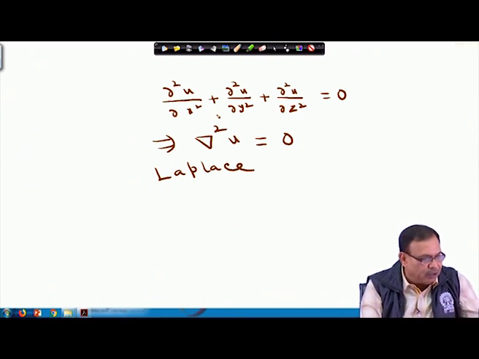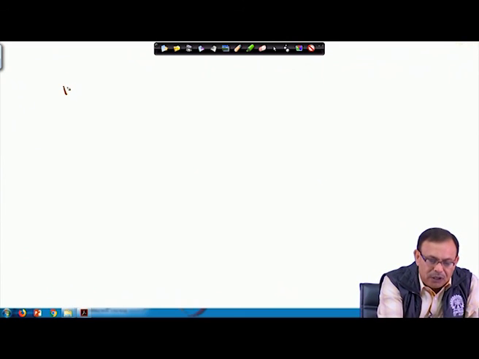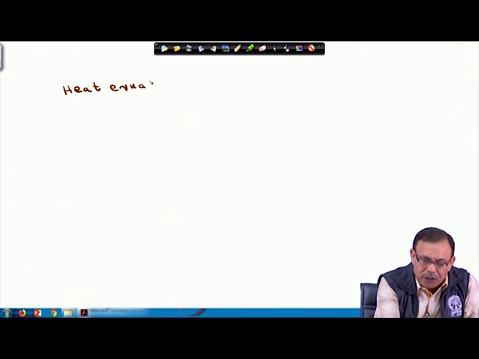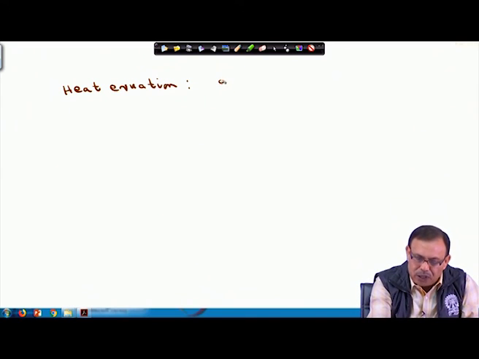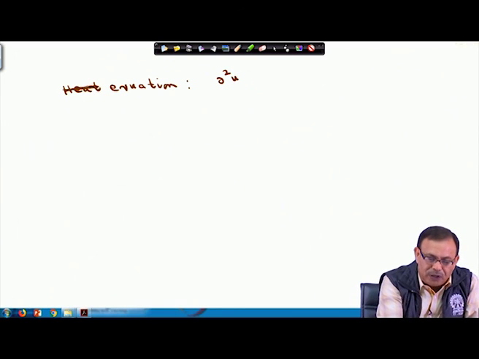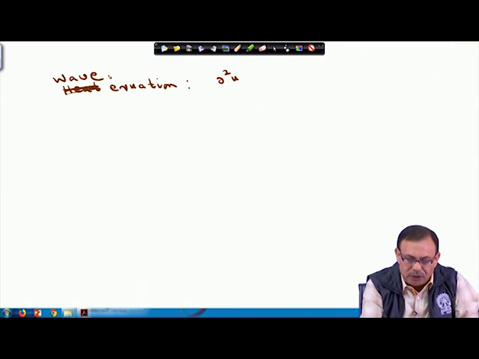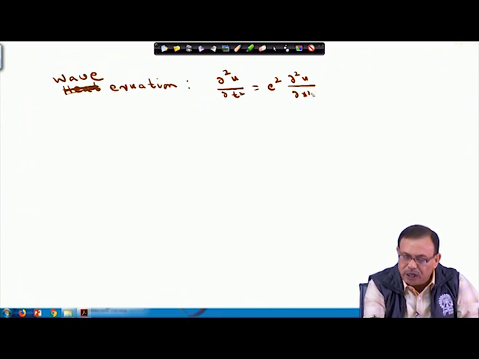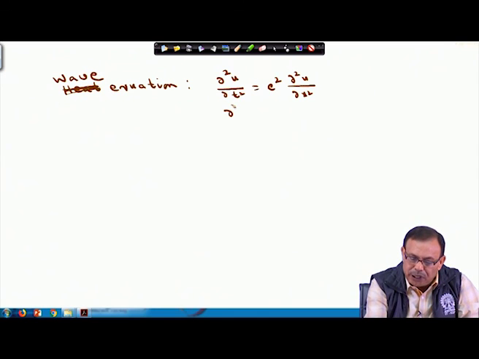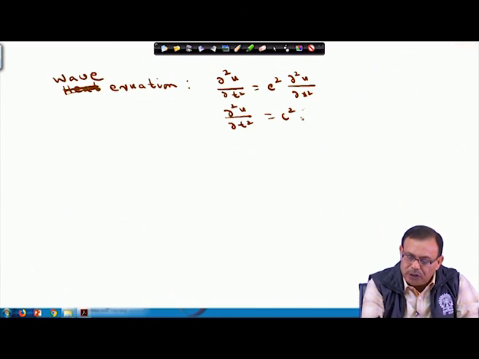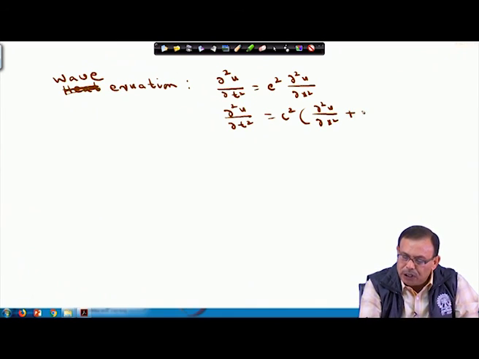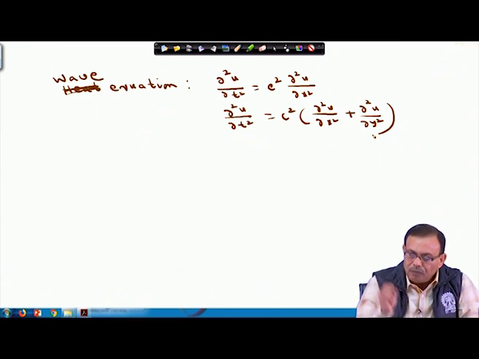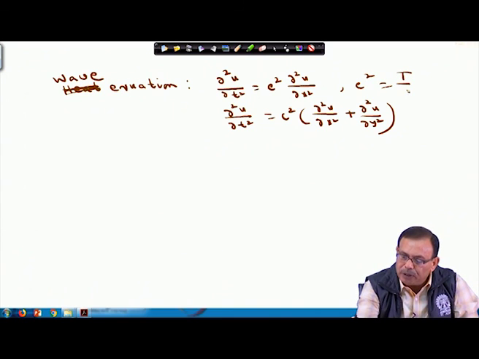So, these three types of equations: wave equation, heat equation and the Laplace equation. In one form if I have to write, first let me write down the wave equation: ∂²u/∂t² = c² ∂²u/∂x², or you can write ∂²u/∂t² = c² (∂²u/∂x² + ∂²u/∂y²), where your c² is T by capital T by s.